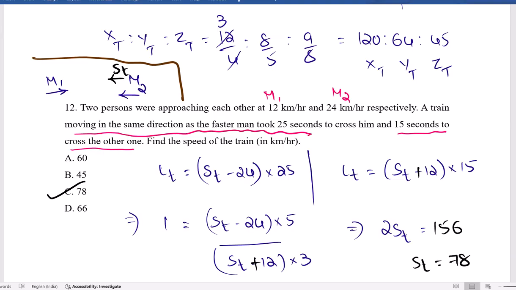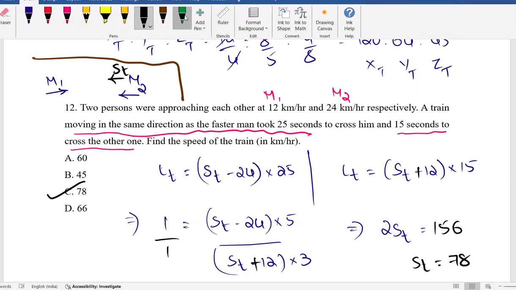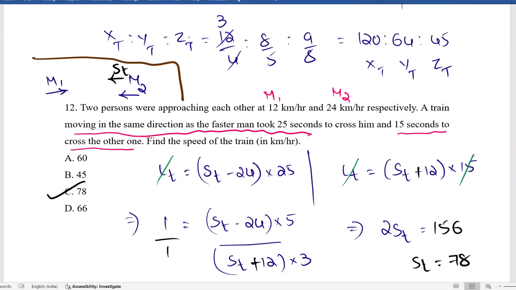Guys, see the situation. When train crossing a person, length is negligible. So distance is length of the train only. Distance is speed into time. I'm dividing those two equations, right? So then LT will get cancelled. Okay, so this will get cancelled. This is 5 3 times, 5 5 times. For solving, you got ST 78. So why is this plus? They are approaching each other. Faster man is in same direction. Train is in same direction of faster man. Then it is opposite direction for the slower man.